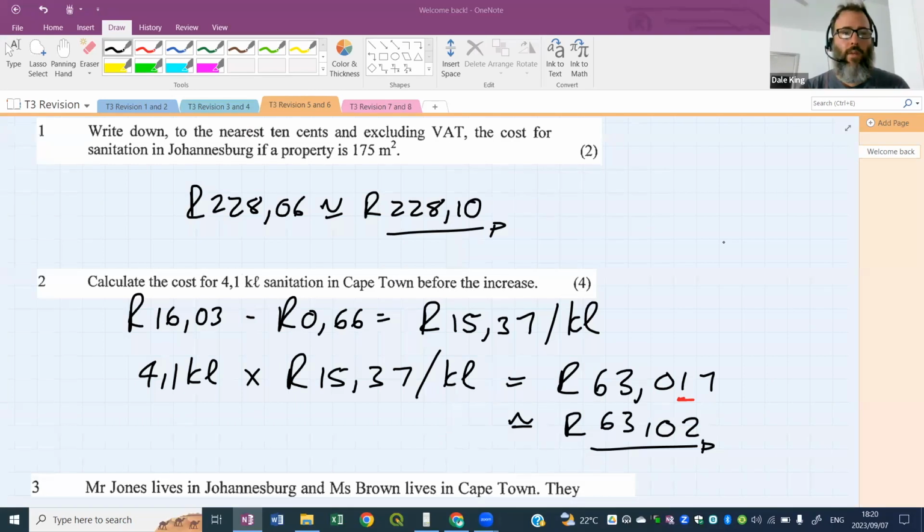All right. So there we go. An extra step here: we had to work with the previous tariff and not just the one on the screen, which is making this a 4-mark question.